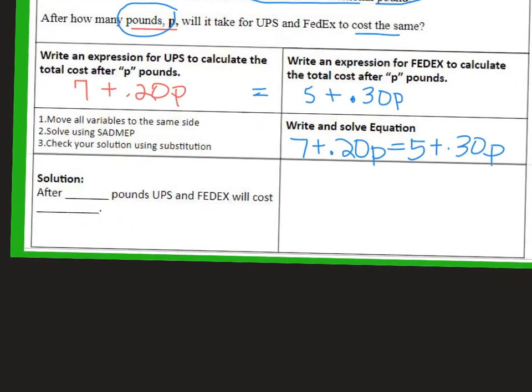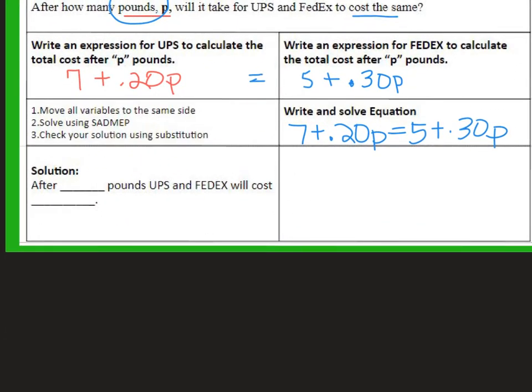Okay, here we go. So we are going to solve the following. Once again, I need all of my variables on one side. So 0.20p and 0.30p go together. They are like terms. Miss King likes to start with a smaller one, so this is positive 0.20. And I'm going to do the inverse in order to move that. So I'm going to subtract 0.20p from both sides. Notice I keep it with its like terms.